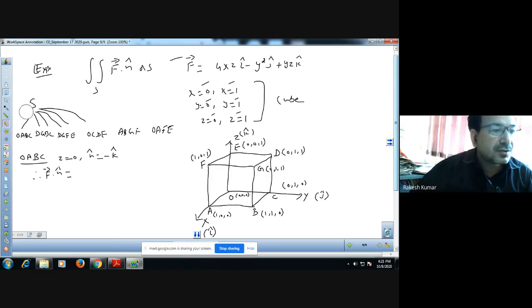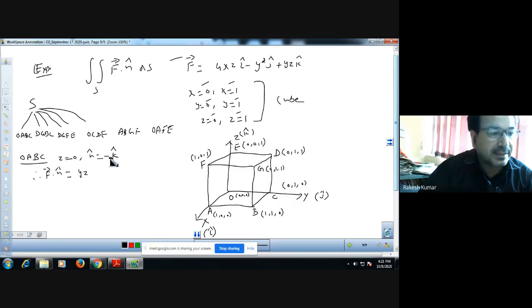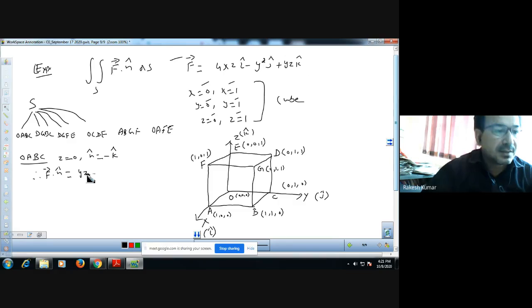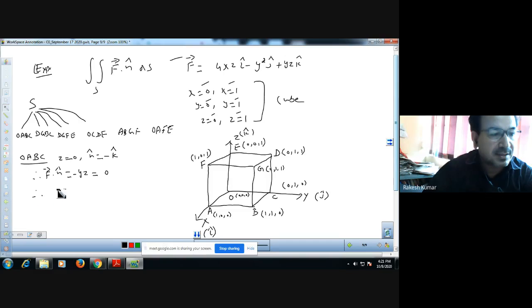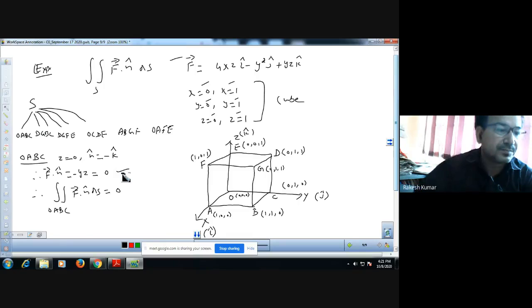So what should be the value? This should be the value y into z after taking the dot product, and it will be negative value. Negative yz will be there. And what is the z? z is 0. So if you put z equal to 0, you will get 0 value. So we can say that the double integral along the face OABC, f dot n cap ds, will come out to be 0, because this will have 0 value.